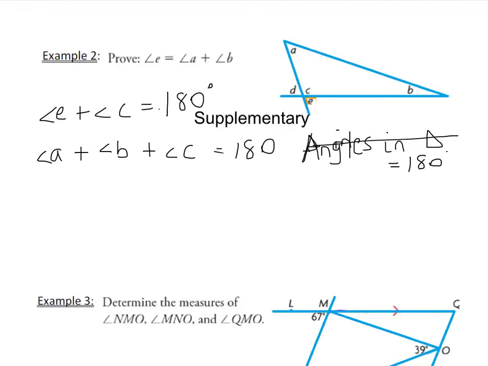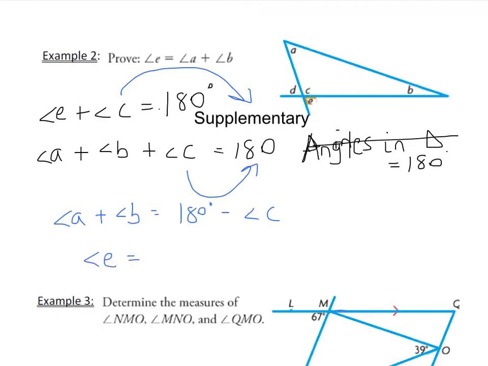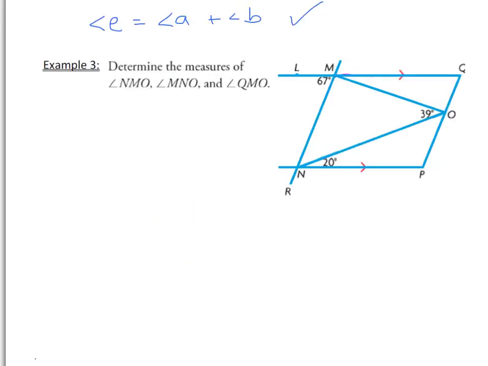All right. Using a little bit of algebra, if we move C to that side, then we have angle A plus angle B equals 180 degrees minus angle C. And wow, look at that. If up here we moved C to that side, then angle E would equal angle A plus angle B. So we've proven the property. Let's move on to the next question.